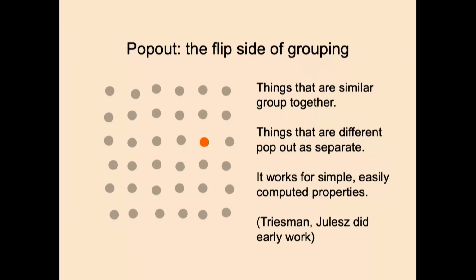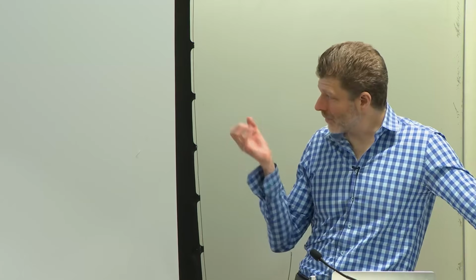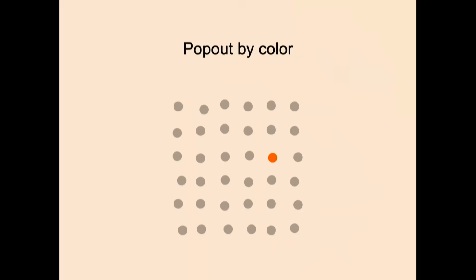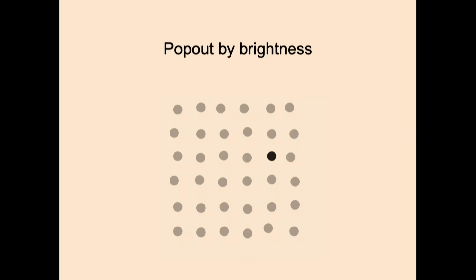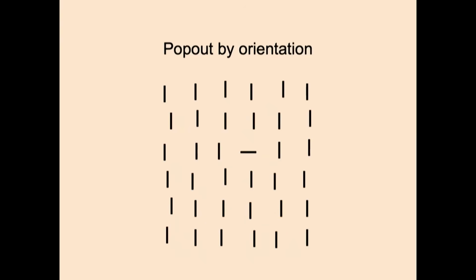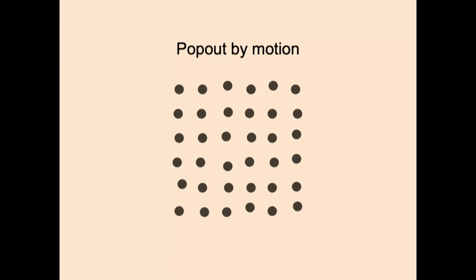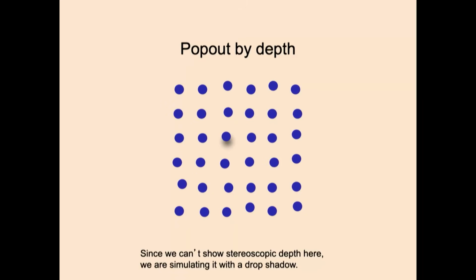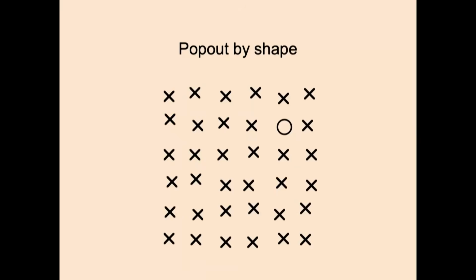All right. And then we wrapped up by talking about this phenomenon of pop-out, right? So pop-out you can think of as the flip side of grouping. So things that are similar tend to group together. Things that are different tend to pop out as separate. Okay, so when you look at this, it's just immediately obvious that there's this one thing that's different from everything else. And pop-out tends to work for simple, easily computed properties like color or polarity or brightness or orientation or size or motion or flicker or depth. Here we're using a drop shadow to indicate depth, or shape.